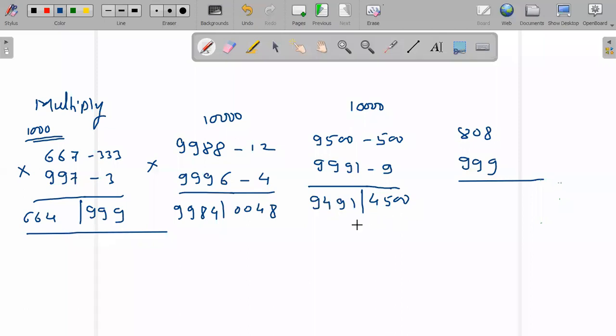Okay. What about this one? This is again near to 1000. So what is the difference here? 182, and here minus 1 will be there, and after multiplication what you will get? 182 and 80718. Right? So these are the answers.